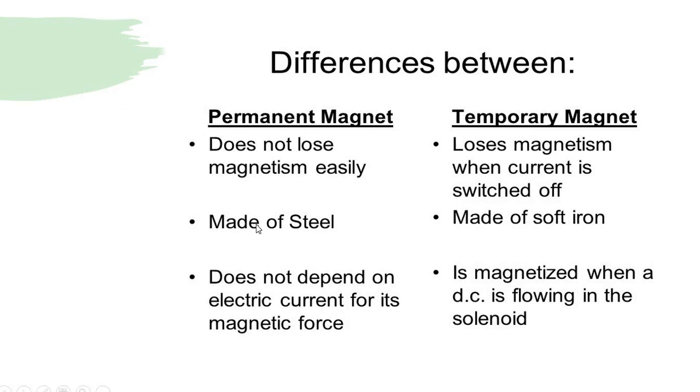While a permanent magnet is made up of steel, a temporary magnet is made up of a soft iron core. A permanent magnet does not depend on electric current for its magnetic force. For magnetic force, it is not going to depend on other things like electric current. But a temporary magnet like an electromagnet depends upon the current, that is a DC current, direct current flowing in the solenoid. Then it behaves like a magnet. So these are the differences between permanent and temporary magnet.